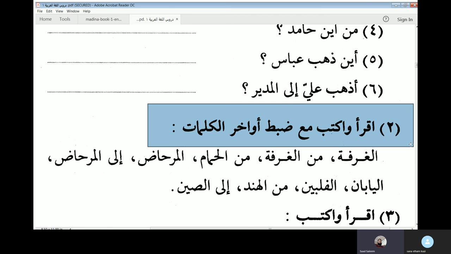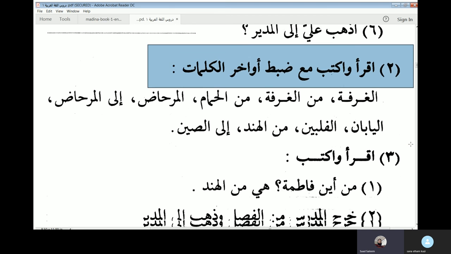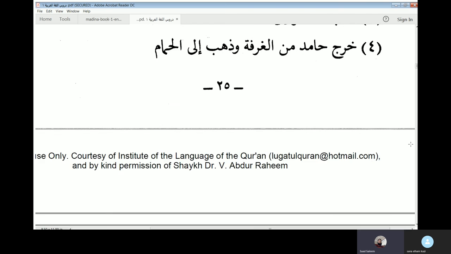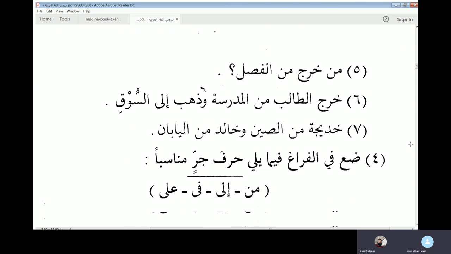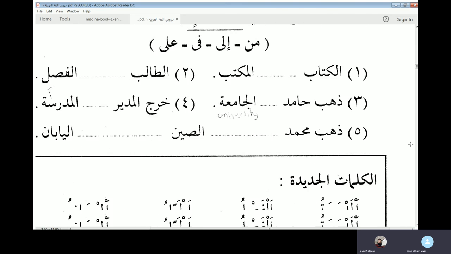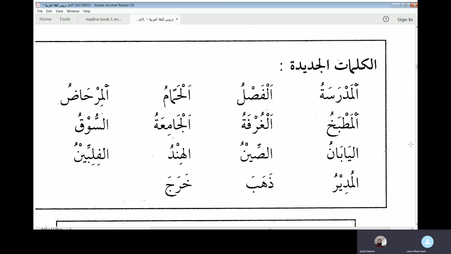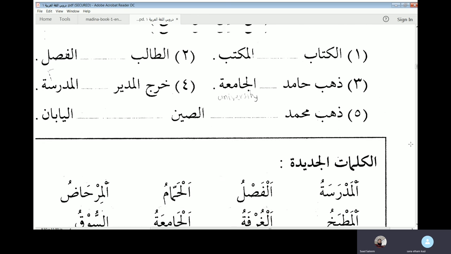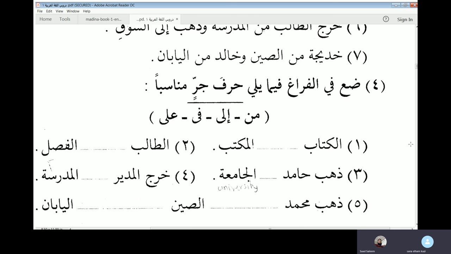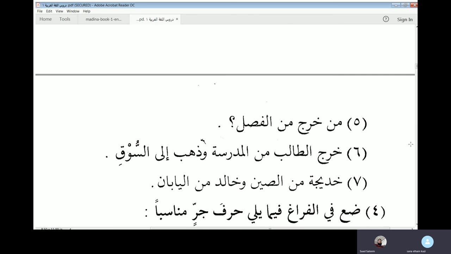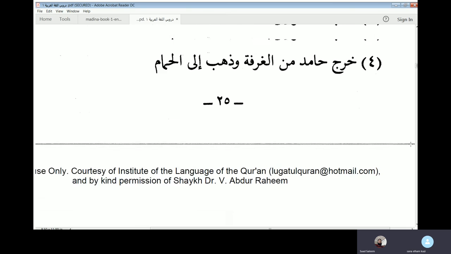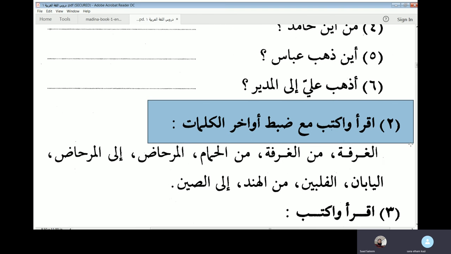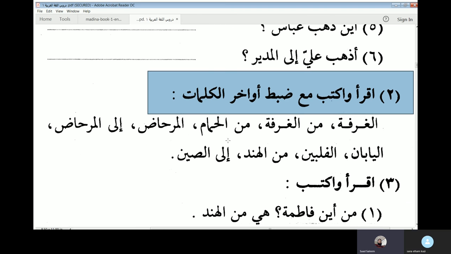Iqra' wa-ktub ma'a dabti awakhiril kalimat. Read and write with correct endings this evening, in Salatul Maghrib. We also have to go to Salatul Fajr. Okay, inshallah, we'll start. The homework you told in WhatsApp, the PDF video?